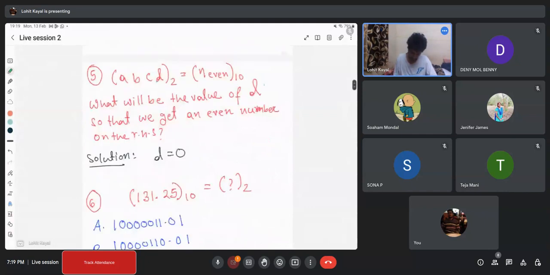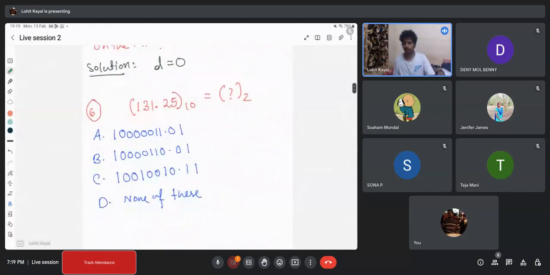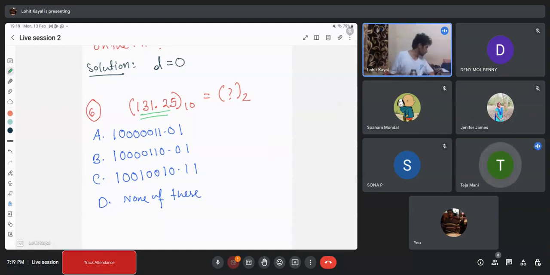Okay, now let's solve some more complicated example. So here, how to convert this from decimal to the binary number? Option A, okay, so let's solve it.